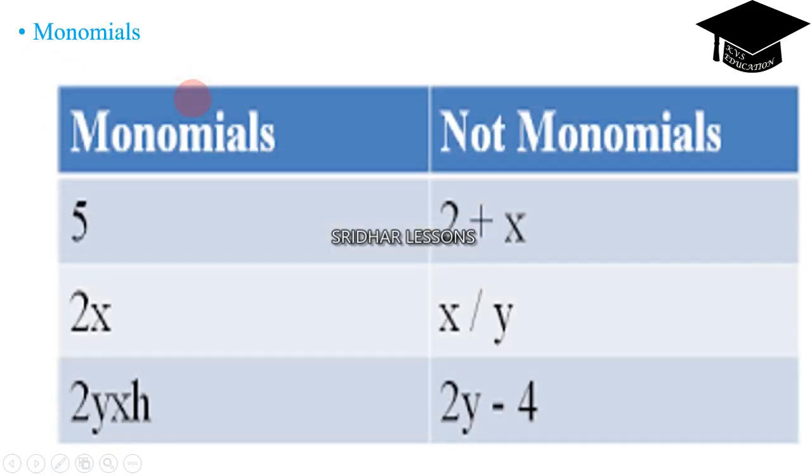Monomials. 5, only one term is there, monomial. This is not a monomial: 2 plus x. 2x is a monomial, only one term. Here x by y is not a monomial. Next, 2yxh is a monomial, because we have only one term. After this term there is no operator like plus or minus or division or multiplication. So this is the difference between monomials and not monomials.